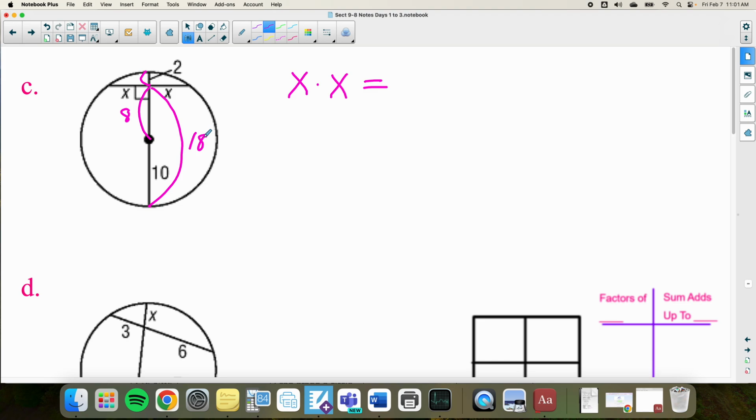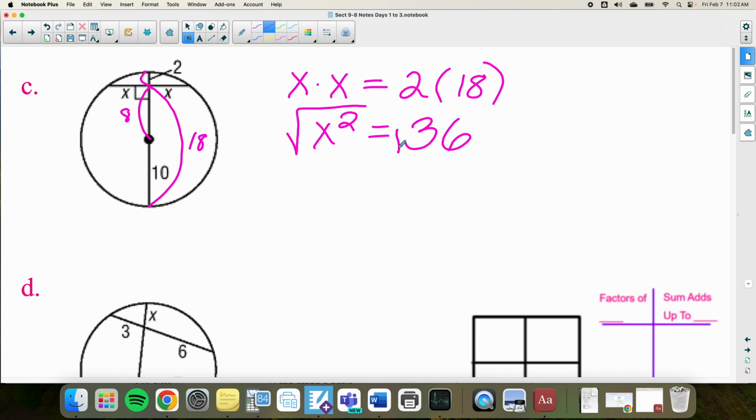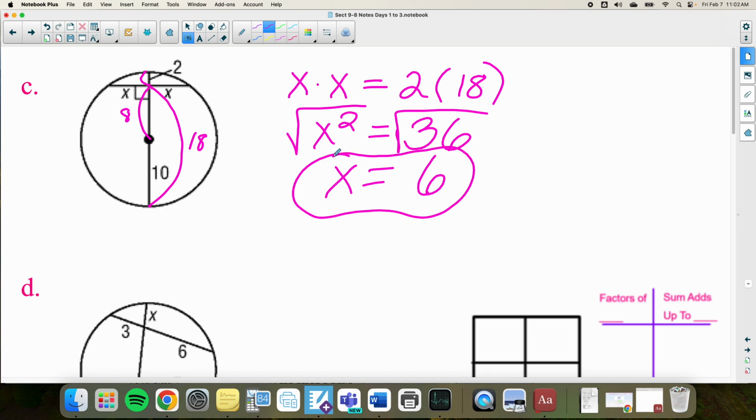So this is going to be x times x equals 2, which is that little part, times the part from that chord all the way to the other side of the circle, which is 18. Now, x times x is x squared, 2 times 18 is 36. And then we're going to take the square root and we get 6. Okay? So that is my answer there.